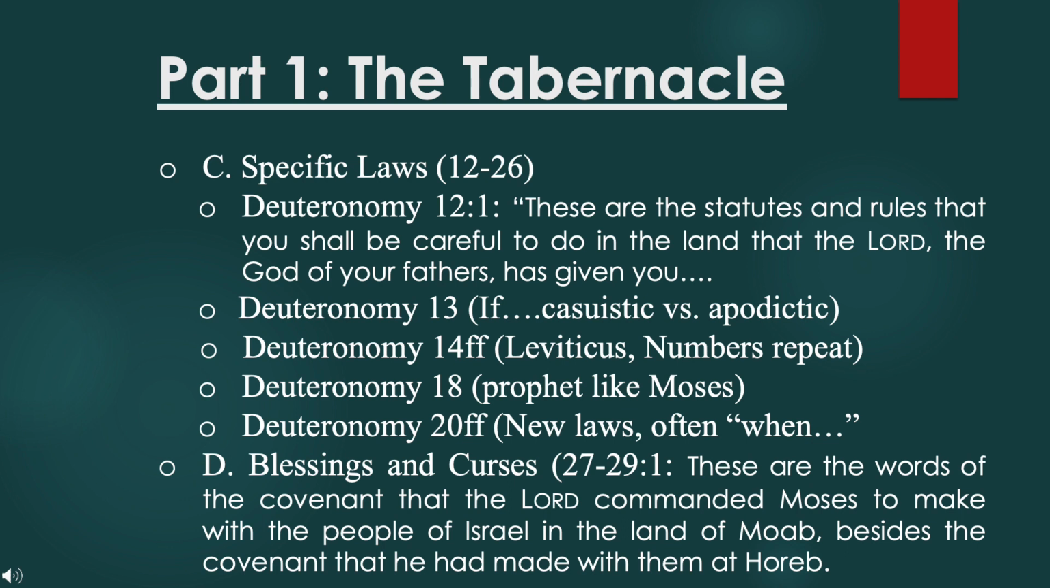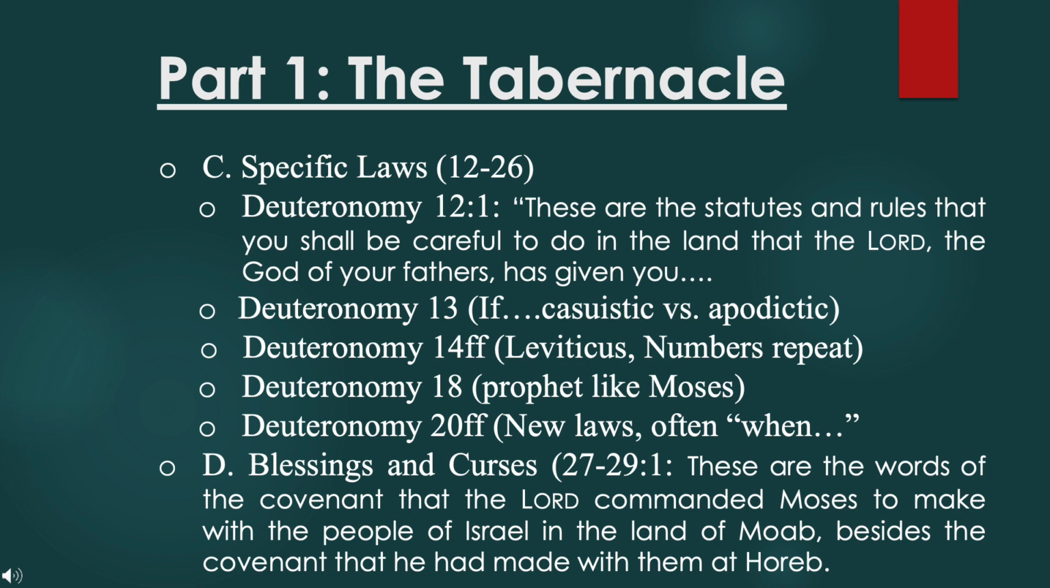Deuteronomy chapter 20 and following, in addition to containing those casuistic laws that deal with when this, then this, also have a lot of new laws that we've not seen before. So again, it's not completely true that Deuteronomy is simply a repetition of all that has come before. There is some new that is revealed here in the covenant.